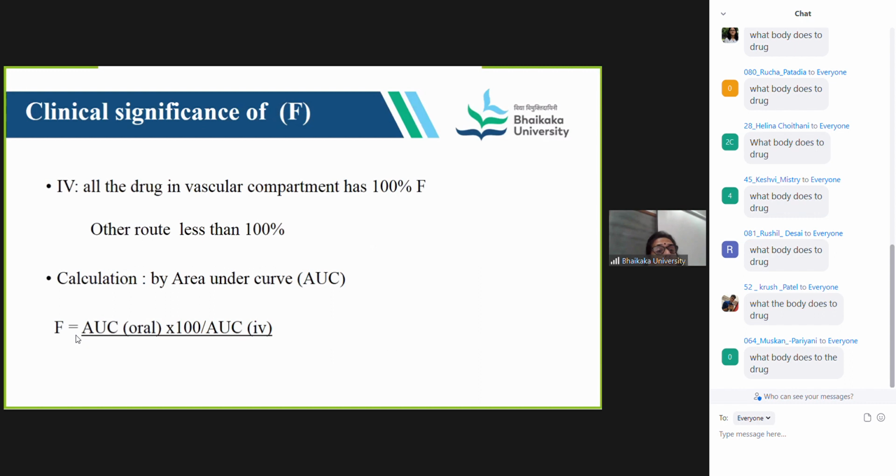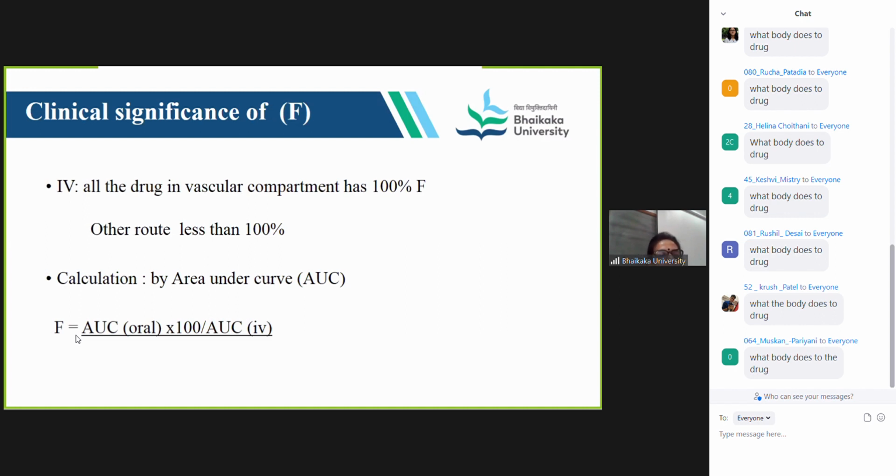If you remember in parenteral route of administration, I told you that the bioavailability of the drug which is given by intravenous is 100%. What is 100%? The rate and extent of the drug which reaches the systemic circulation. So with 100% bioavailability, the drug will reach into the vascular compartment, or into the blood.